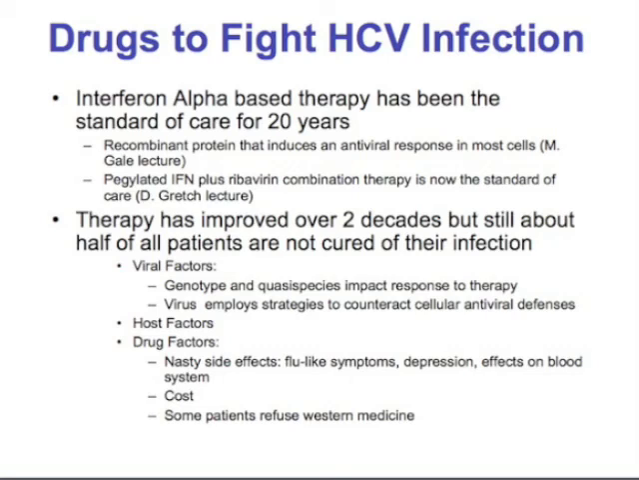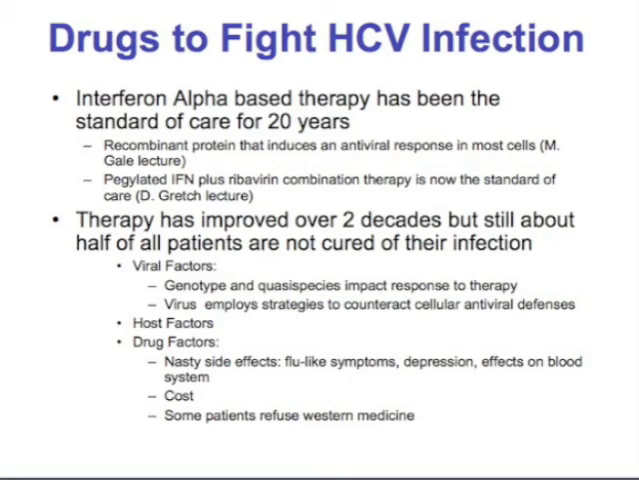Now, that's not entirely true, because if you look at certain genotypes of HCV, like genotypes 2 and 3, with current standard of care you can have an 80% cure rate. But if you look at all comers, it's about 50%. The reasons for this therapy failure are viral factors: the genotype and quasi-species impact the response to therapy, and the virus employs strategies to counteract cellular antiviral defenses.